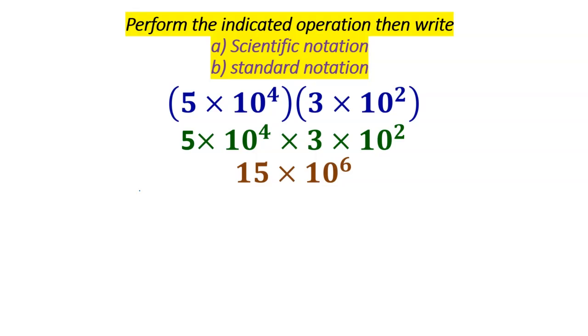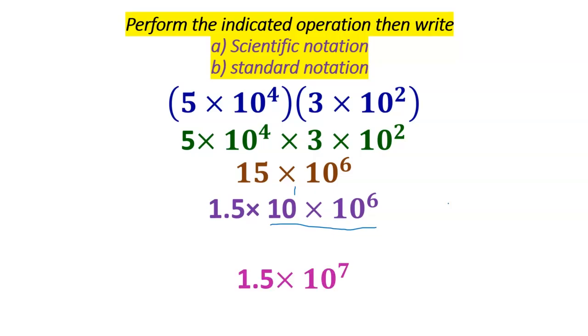This is our original number. I'm going to change this to scientific notation. 15 I can write as 1.5 times 10. And therefore, I will use the product rule one more time. That should give me 1.5 times 10 to the power 7. And that is our scientific notation.